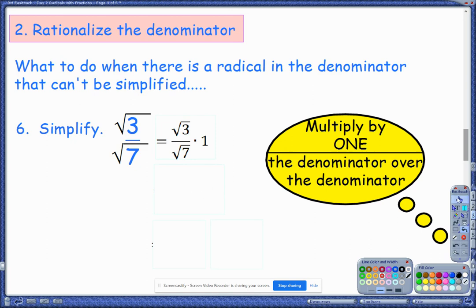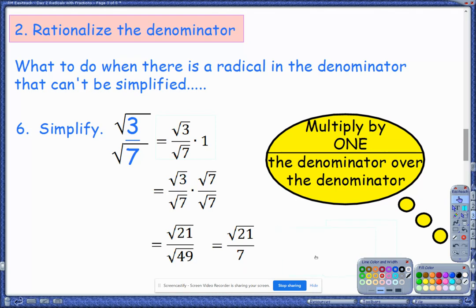So I still have my radical 3 over 7, but instead of 1, I can put the same number in the numerator and the same number in the denominator, and I'm going to choose radical 7 over 7. I choose that because when I multiply the denominators, it becomes radical 49, which simplifies to just 7. My numerator becomes radical 21. My denominator is radical 49, which becomes 7. With enough practice, you're going to get really quick at this.